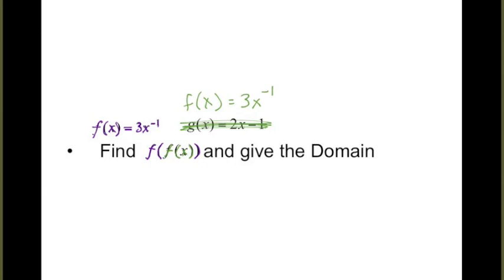So to do a composition, we write the outside function except leave a blank instead of the variable. So 3 blank to the -1. And in that blank, we put the inside function, which is 3x to the -1.